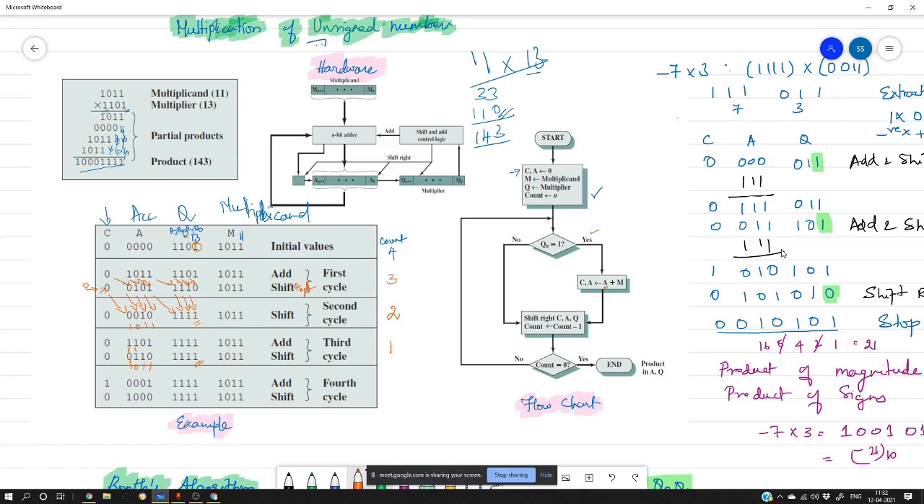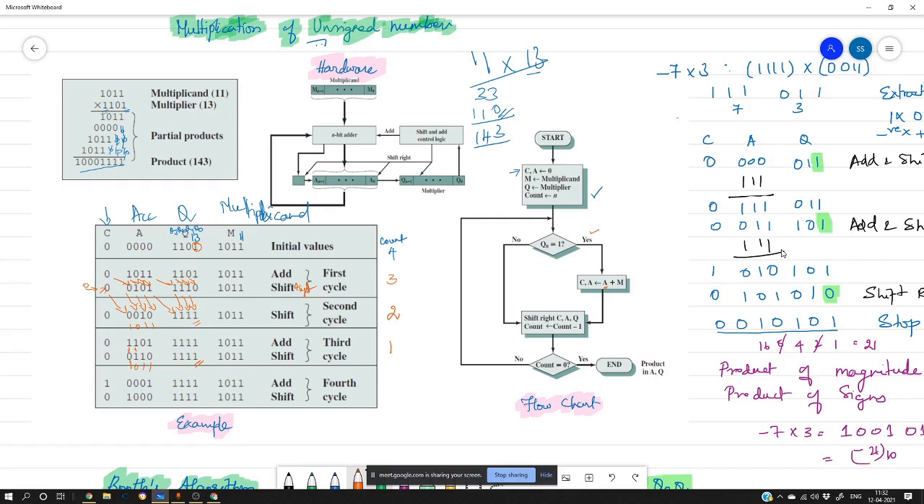1 plus 1 is 0, and you have carry 1. So this carry bit is now populated with bit value 1. And the accumulator's got 0, 0, 0, 1, and the Q register's got all 4 ones. So addition is done. What is the next step?